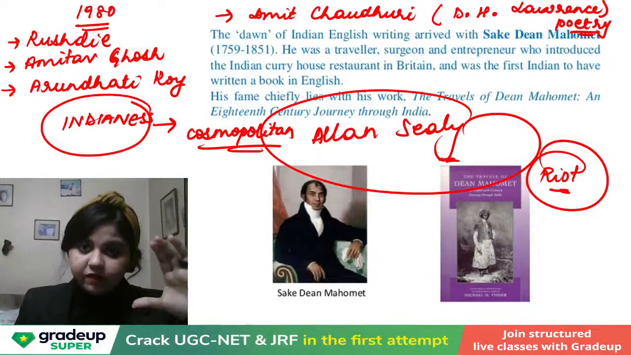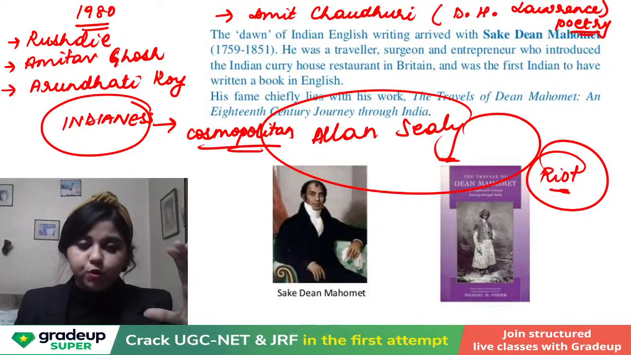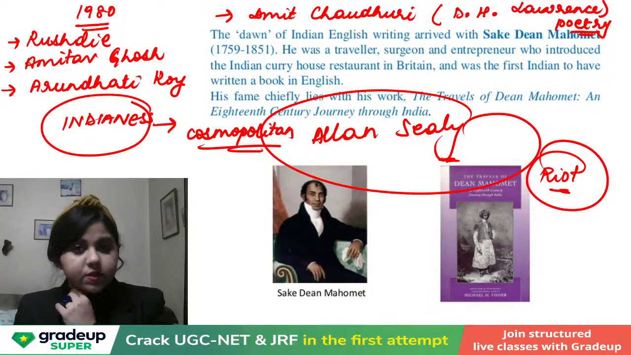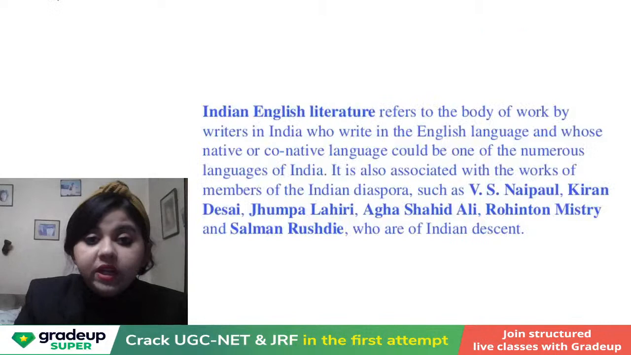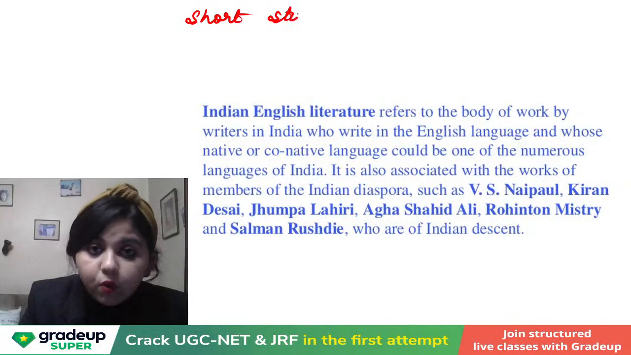So we will first look at novels, which were social novels, starting from Rajmohan's Wife, all the way going on to people like Allan Sealy, right? More cosmopolitan novels. The second that we have to look at is short stories also. Don't ignore short stories. Please don't ignore short stories. Your short stories are also important.